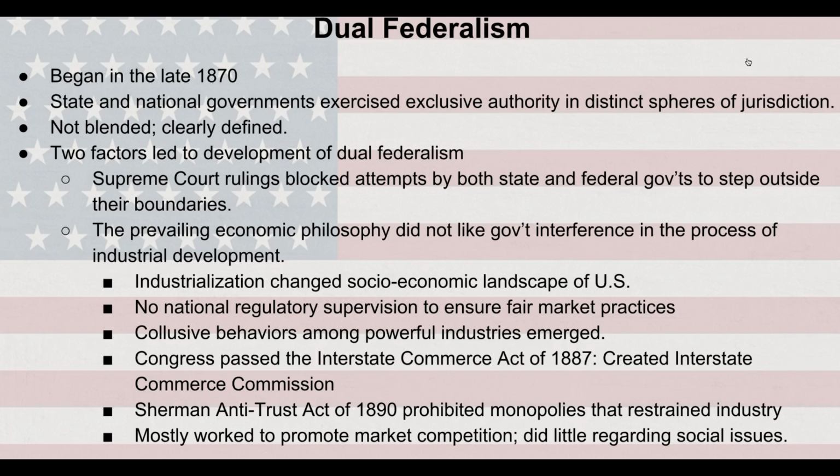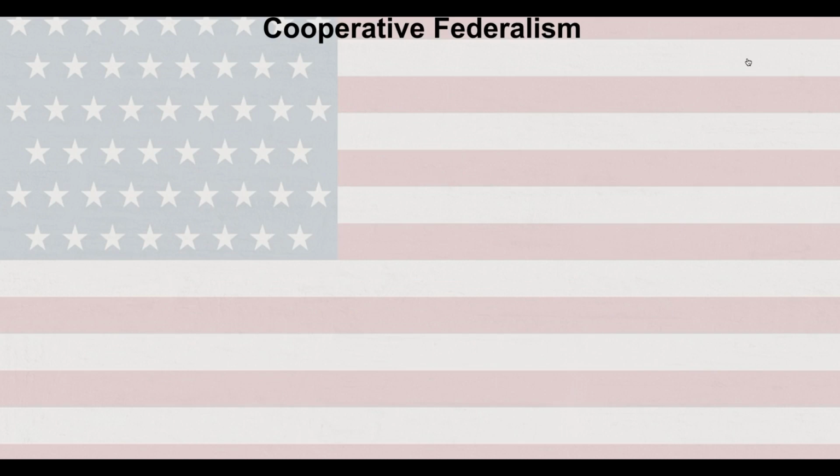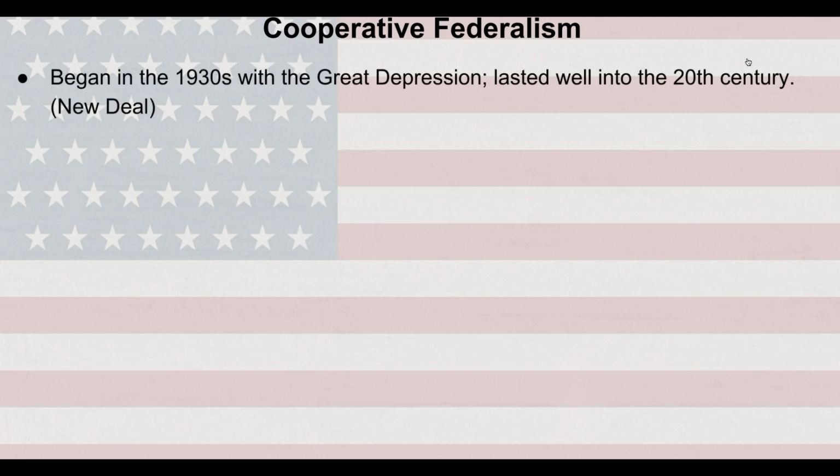And then in the 1930s, we're going to start seeing a significant shift in the way that the states and the federal government share their power and start operating. And so enter what is known as cooperative federalism. Cooperative federalism, as I said, is going to start in the 1930s because of the Great Depression, and it will last all the way up into the 20th century. And many of those New Deal ideas put forth by President, excuse me, I apologize, Franklin Roosevelt are going to be a part of this cooperative federalism.